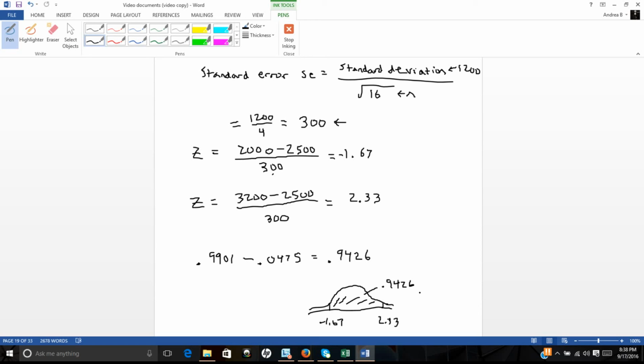So remember, once again, if you're dealing with finding a probability over an average, you're using this standard error value, using that sampling distribution instead.